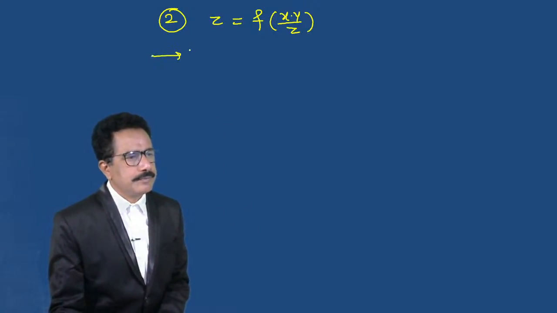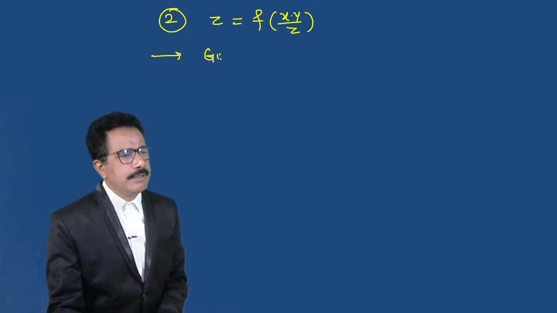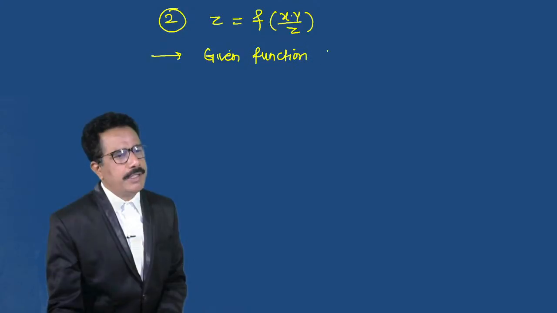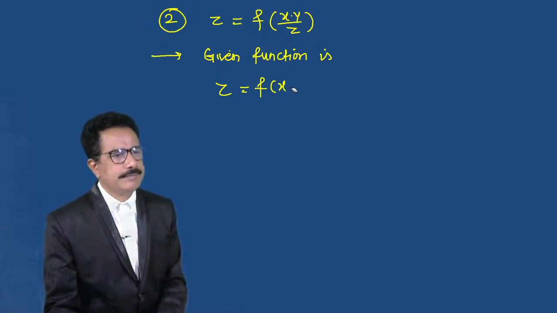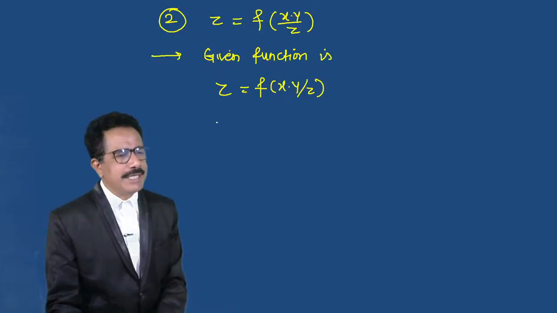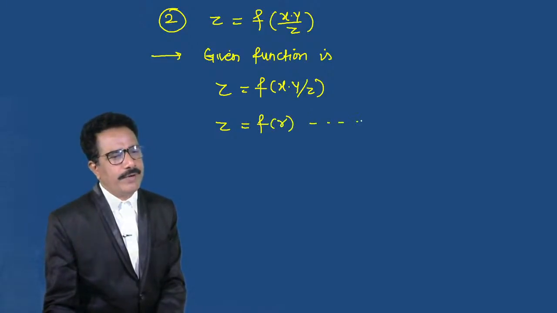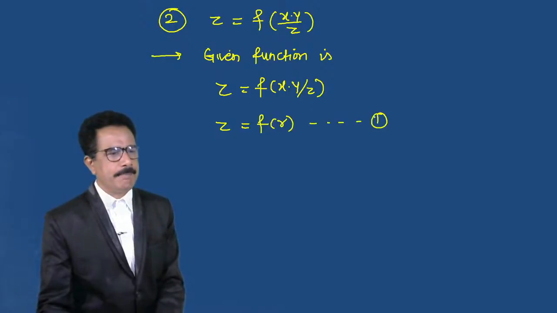So the given function is z is equal to f of x into y upon z. We consider this as f of r. z is equal to f of r. Suppose this is equation number 1.